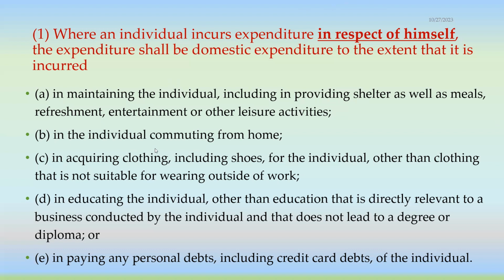The next one is in the individual commuting from home. That means the expenses we incur for traveling. That kind of expenses are also not allowed as a deduction. The next one is in acquiring clothing, including shoes for the individual, other than clothing that is not suitable for wearing outside of work. What are the clothes that we cannot use outside?